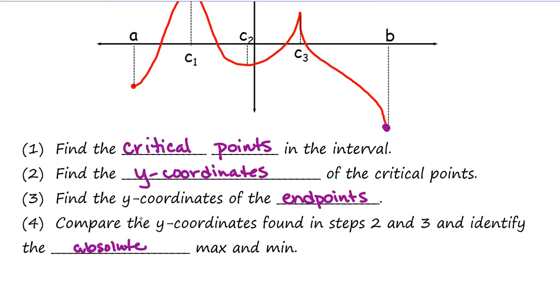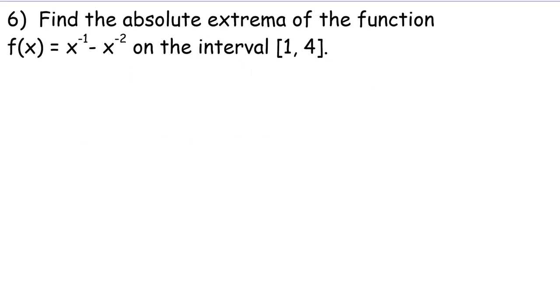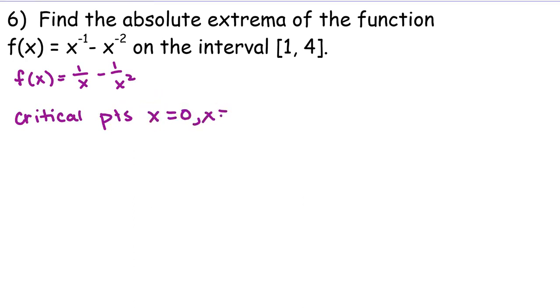So let's give that a try. Find the absolute extrema of the function f of x equals, look, this is the function we had earlier, on the closed interval from 1 to 4. So we already found the critical points. Remember when we did this problem earlier, we got 0 and 2. Now, only 2 is in this interval, and 0 wasn't even in the domain. So just focus on the critical point, x equals 2.